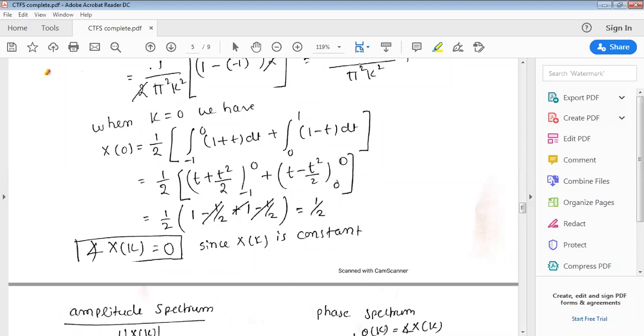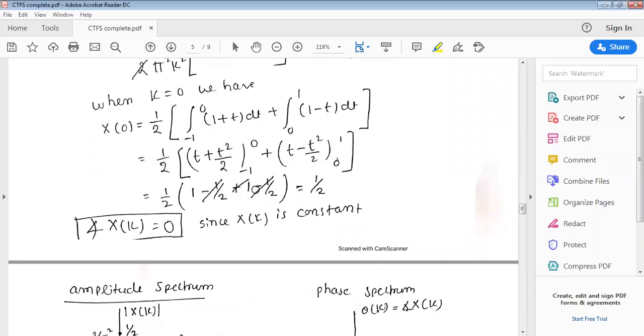Do the same thing here. It is 1 minus 1 by 2 that I have written. When you put 0, both of the values will generate 0. So I have 0. So plus 1 minus 1 by 2 minus 1 by 2, all the three terms will get cancelled. The remaining term is only 1 multiplied by 1 by 2. I have 1 by 2.